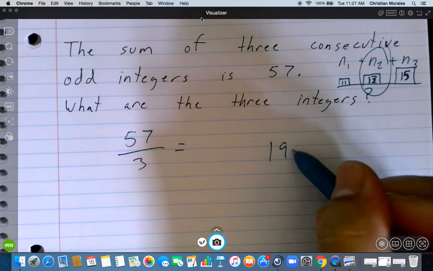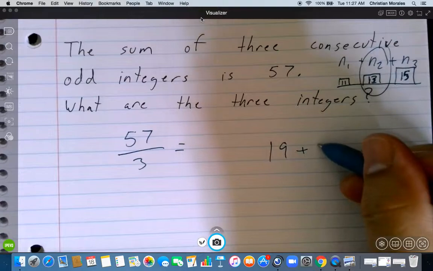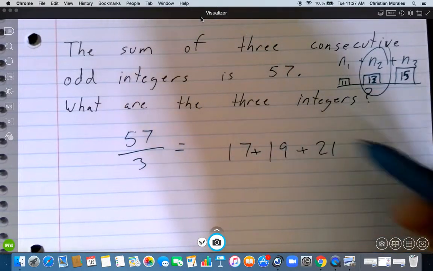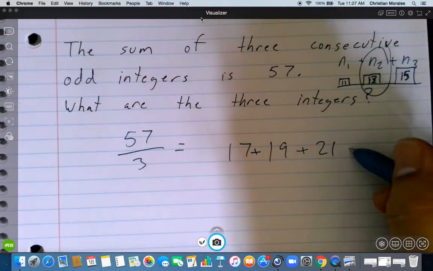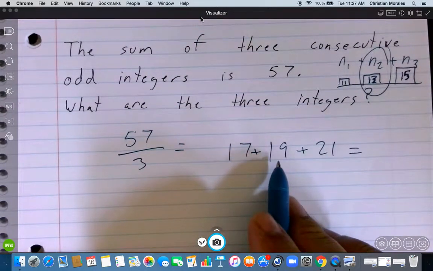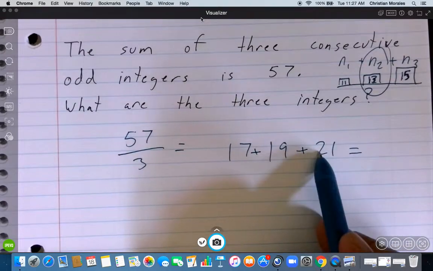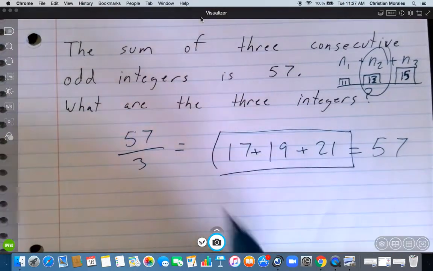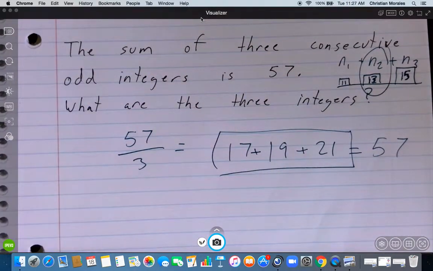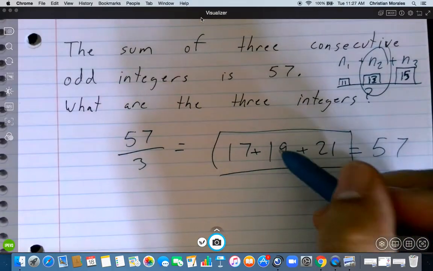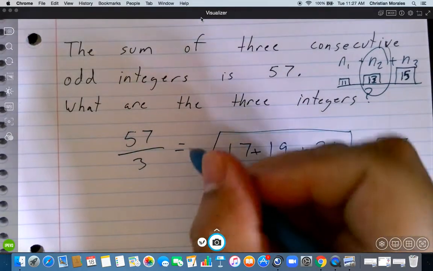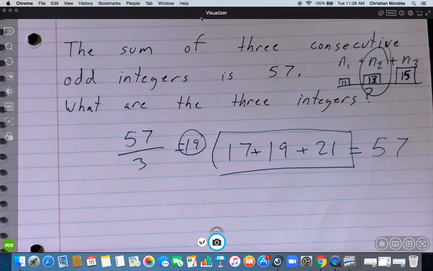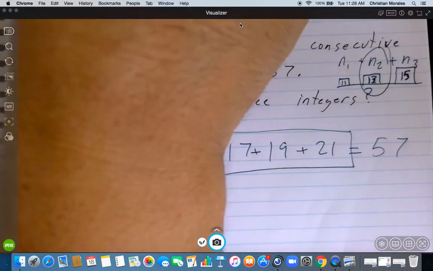So if 19 is in the middle, the next odd number would be not 20 but 21, and the one below it would be not 18 but 17. Then I would double check it. If I add these up, 17, 19, and 21, that would be 30, 40. Yep, that works. That is 57. These are my 3 numbers. Depending on the numbers you're using, this will give you an idea of where to start. And then you can just use trial and error to figure out which are the numbers you need to use.